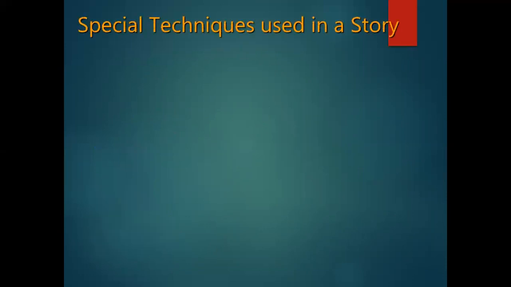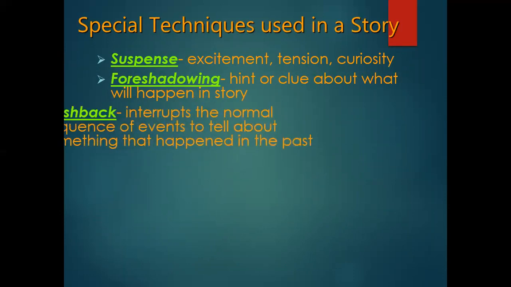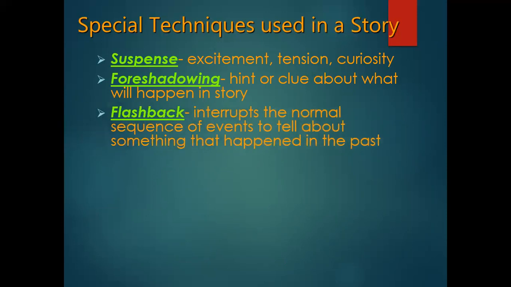Special techniques used in the story: suspense, excitement, tension, curiosity. Foreshadowing, a hint or clue about what will happen in the story. Flashback interrupts the normal sequence of events to tell about something that happened in the past.